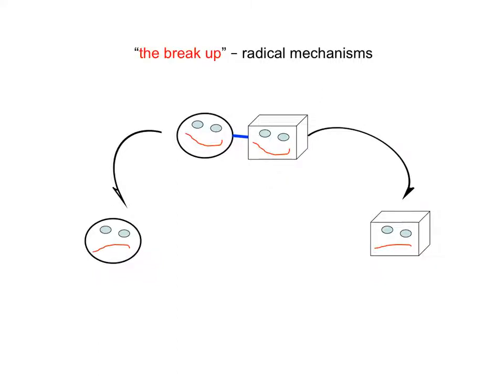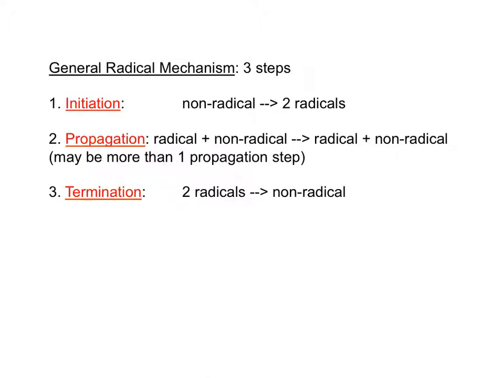How is a radical mechanism related to breaking up? In general, a radical mechanism consists of 3 steps. In the initiation step, a non-radical forms 2 radicals. In the propagation step, a radical reacts with a non-radical to form a new radical and new non-radical. Usually there's more than 1 propagation step. Finally, the termination step involves 2 radicals reacting to form a non-radical.